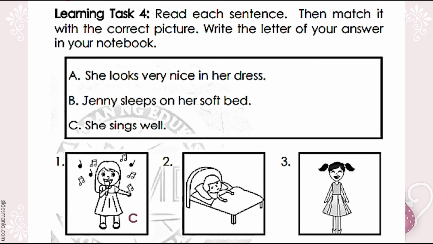How about number 2? Letter B. Jenny sleeps on her soft bed. How about number 3? Correct. A. She looks very nice in her dress.